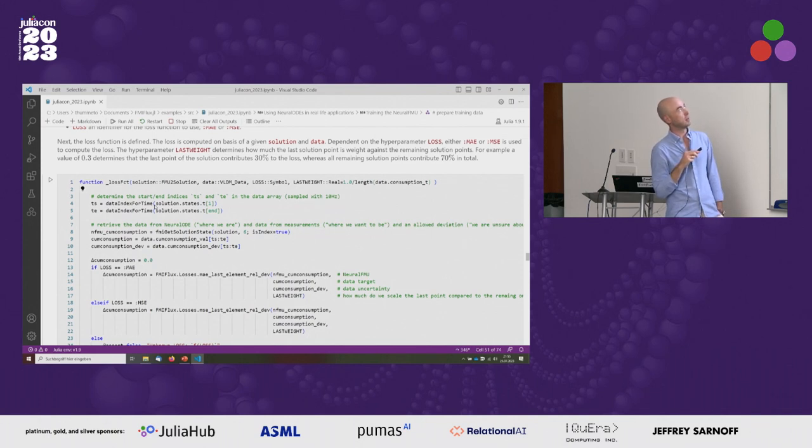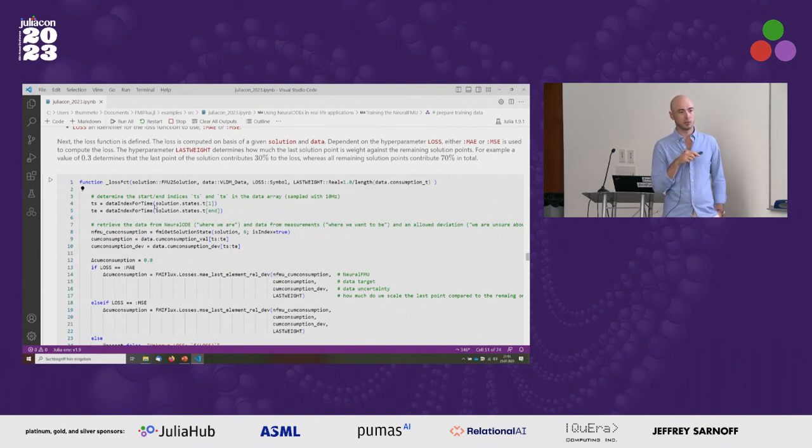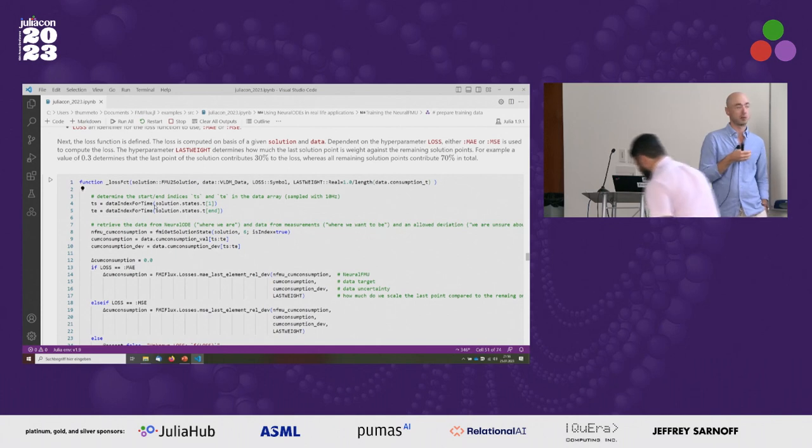We start by determining TS and TE, which are the indices in time, the indices for our data arrays corresponding to the time points of our solution. So we get the right part of data to the right part of our simulation solution, and we retrieve the cumulative consumption from our neural ODE. This is done by FMI get solution state, and we want state number 6, which is cumulative consumption. We get the consumption from data and the consumption deviation, because as stated, we have two measurements, and there's a small deviation between them. So if we're doing a loss comparison, it's important to allow a little deviation here.